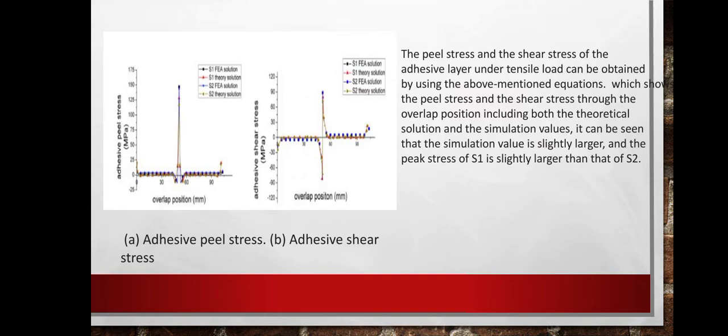And these are the curves for adhesive peel stress and adhesive shear stresses. At overlapping position, the adhesive peel stress rises between 115, and in B diagram overlap position raises the adhesive shear stress both up and down. So the curve position is at adhesive shear stress, the curve position is 90, and bottom it's minus 90. This is the overlap position of adhesive shear stress.